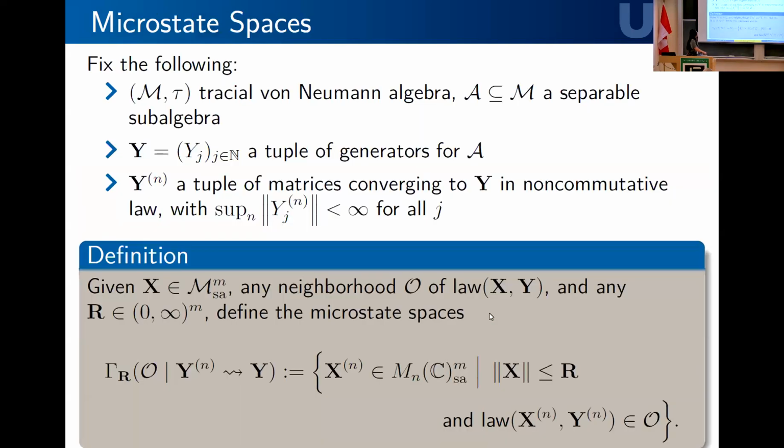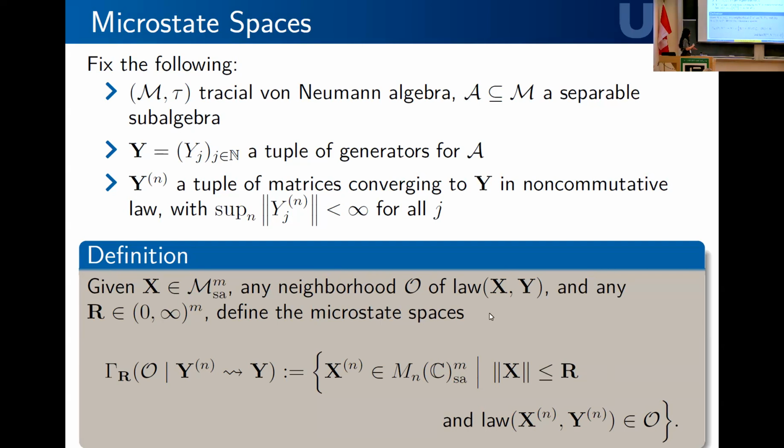All right, so when I move to the free case, for the rest of the talk, I'll fix the following notation. M, tau is some tracial von Neumann algebra, A is some separable subalgebra, and I have some possibly infinite tuple of generators for that subalgebra. And for much of the talk, I'll actually be able to fix a tuple of matrix microstates for that underlying generator Y.